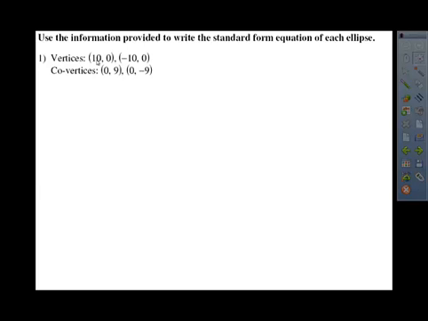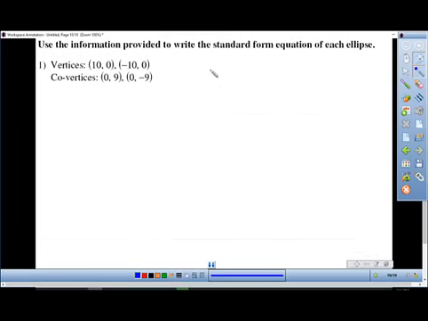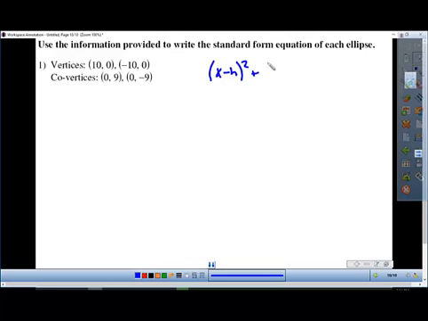So it says the vertices are at 10 and negative 10, and the co-vertices are at 0, 9, and 0, negative 9. So it says use the information provided to write the standard form for an equation of an ellipse. Okay, so what I'm going to do is write down the standard form of an ellipse. Okay, and that was on the previous slide where it has all the information on it. So x minus h squared plus y minus k squared, always equal to 1, and then divided by, and this could either be a or b, but it's going to be a value squared. Okay, let's say it's a squared and this is b squared.